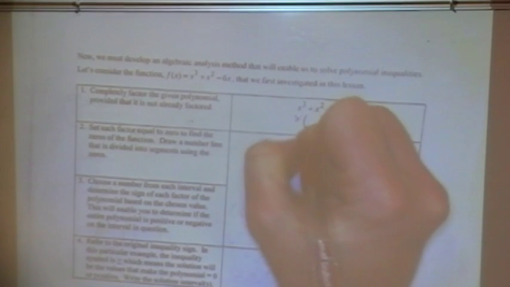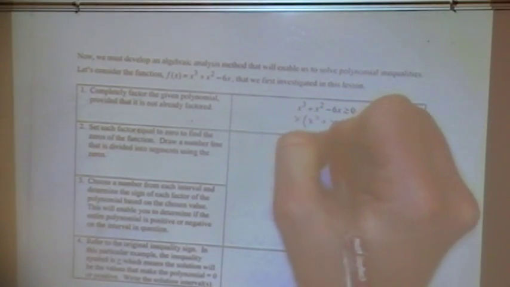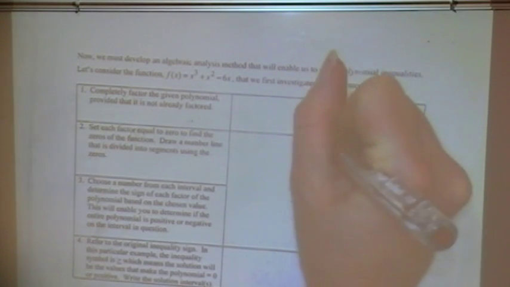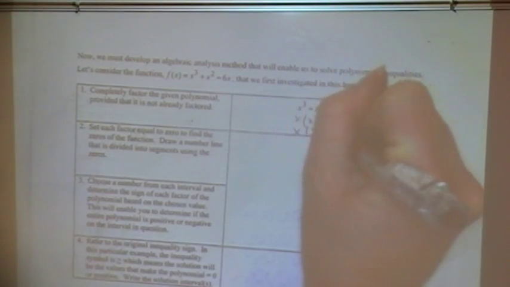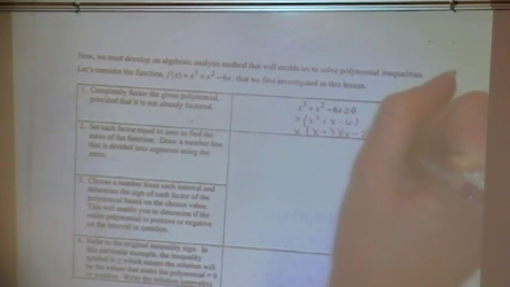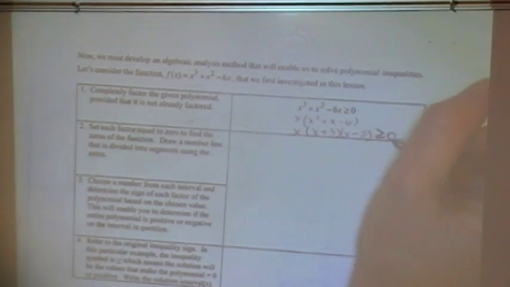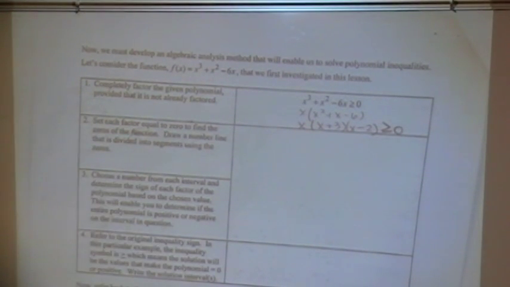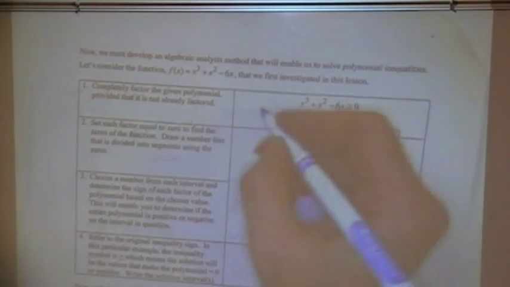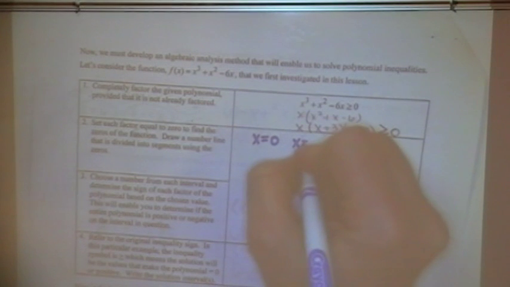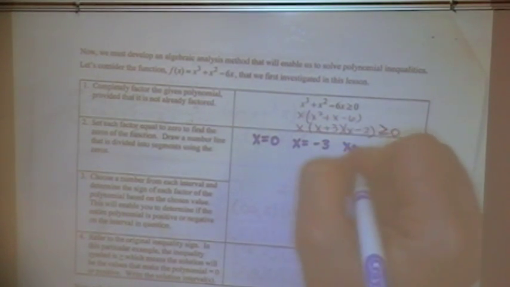Factor out an x, that gives us x squared plus x minus 6. We factored this on the page before. It comes out to be x plus 3, x minus 2, and set each factor equal to 0 and find the zeros of the function. Again, we did this on the page before. We know that x equals 0, x equals -3, and x equals 2.